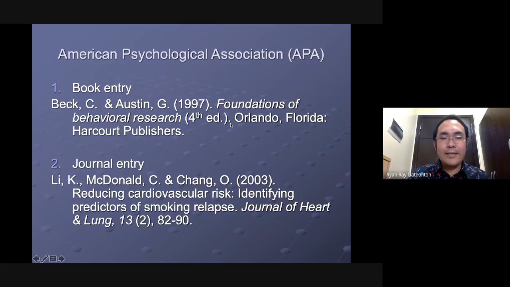So after the title and the edition, we now indicate the address of the publisher. The address of the publisher is not the complete address. Rather, write it in terms of the city where it is published or located. So for this example, Orlando, Florida. After the place of publication, indicate a colon, space, and the name of the publisher, which is Harcourt Publishers, and end with a period.